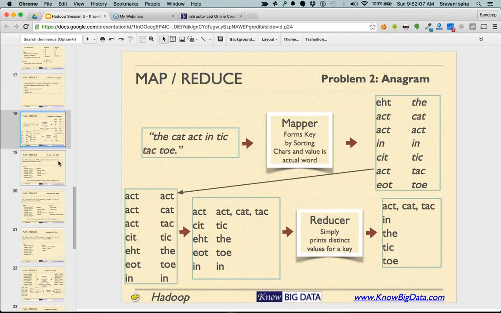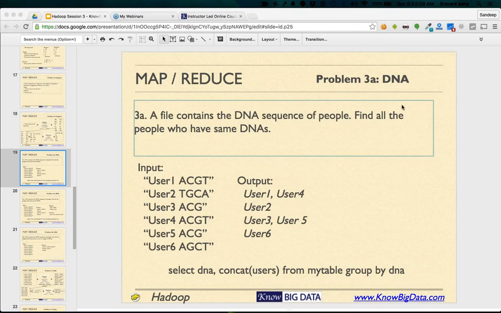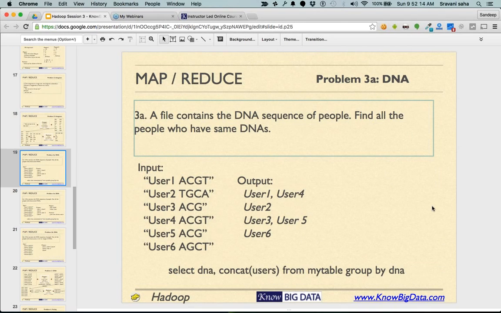All right. Now here is a simpler problem. This probably all of us can help with. Let's say there is a big file of DNAs of people, DNAs and their names. And now you have to find all the people who have the same DNA. You have to find all the people whose DNA is identical. So your input file is user ID space DNA. Second, user ID space DNA.